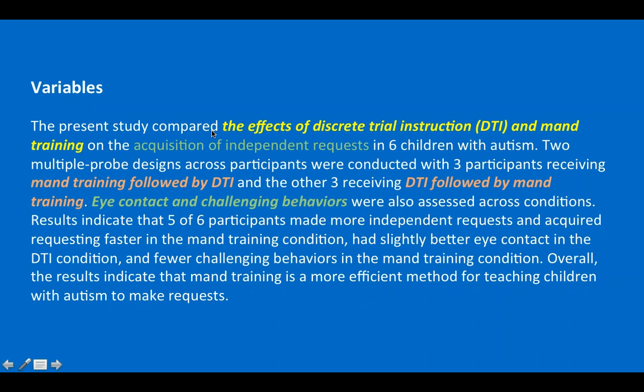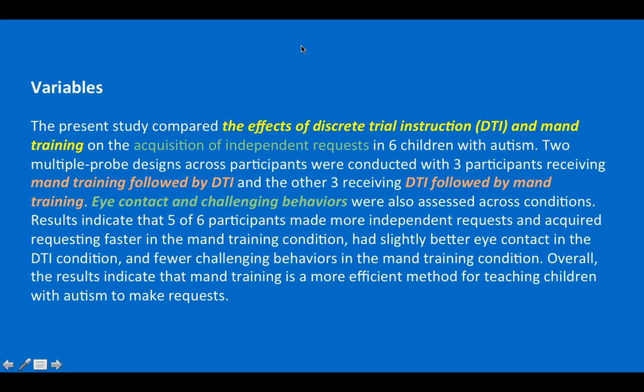And so I have a couple different colors that I use to highlight a few different things. So in yellow, what I have is basically the overall independent variables, what they're looking at. So they're looking at discrete trial instruction, and they're looking at MAN training. But if I read on a little bit further, I can see that it's actually a little bit more complex than that. It's not simply just discrete trial training versus MAN training. They're actually looking at MAN training followed by discrete trial instruction, and then they're comparing it to discrete trial instruction followed by MAN training. So all of the children who are participants are actually getting both types of intervention. It's just which order they're getting it in.